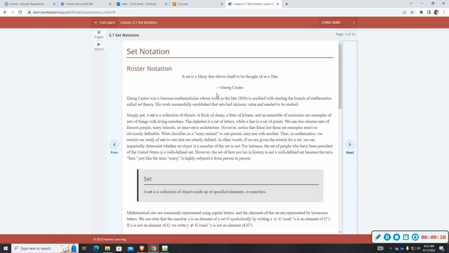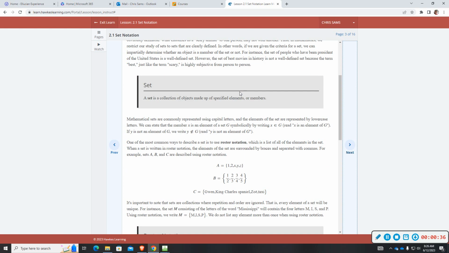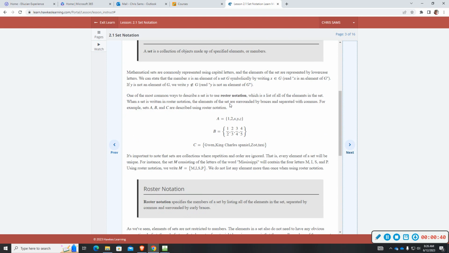We're doing set notation. It was developed by a mathematician named Georg Cantor. Sometimes they're referred to as Cantor sets. So you have a definition of what a set is. You have what we call roster notation, which is kind of like a class roster. You list all the people in a class. The same, we do that by listing all the elements of a set.